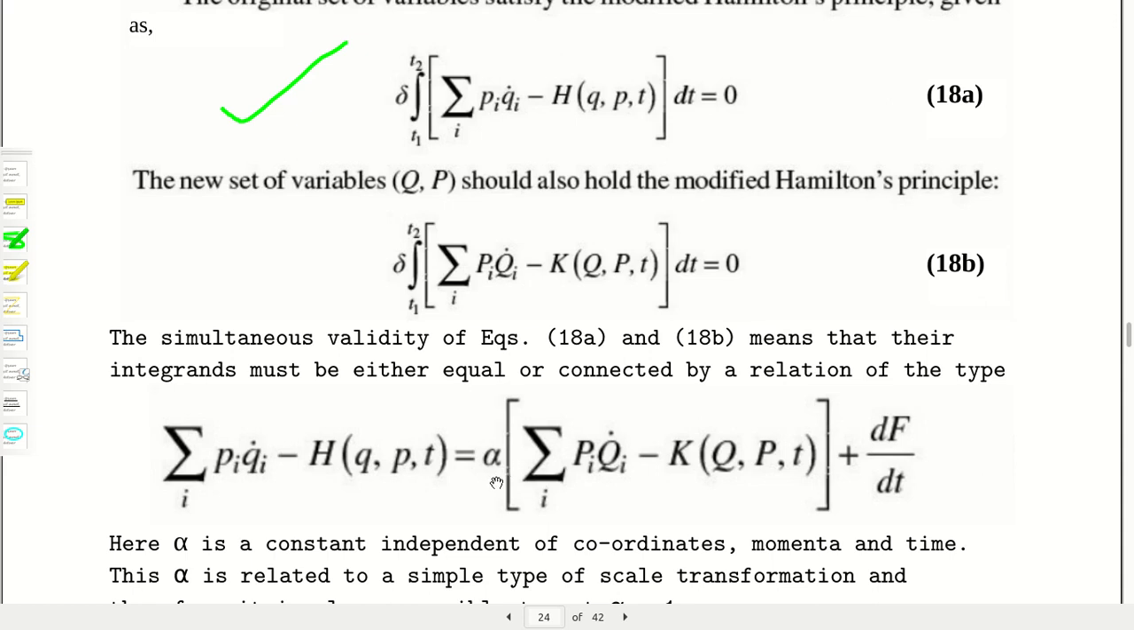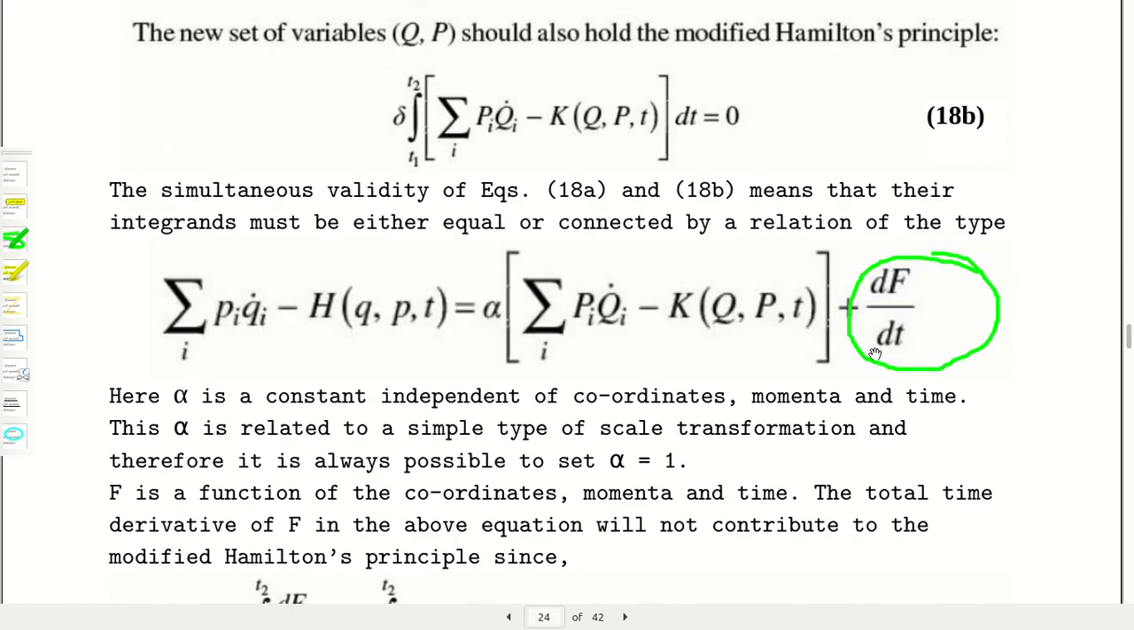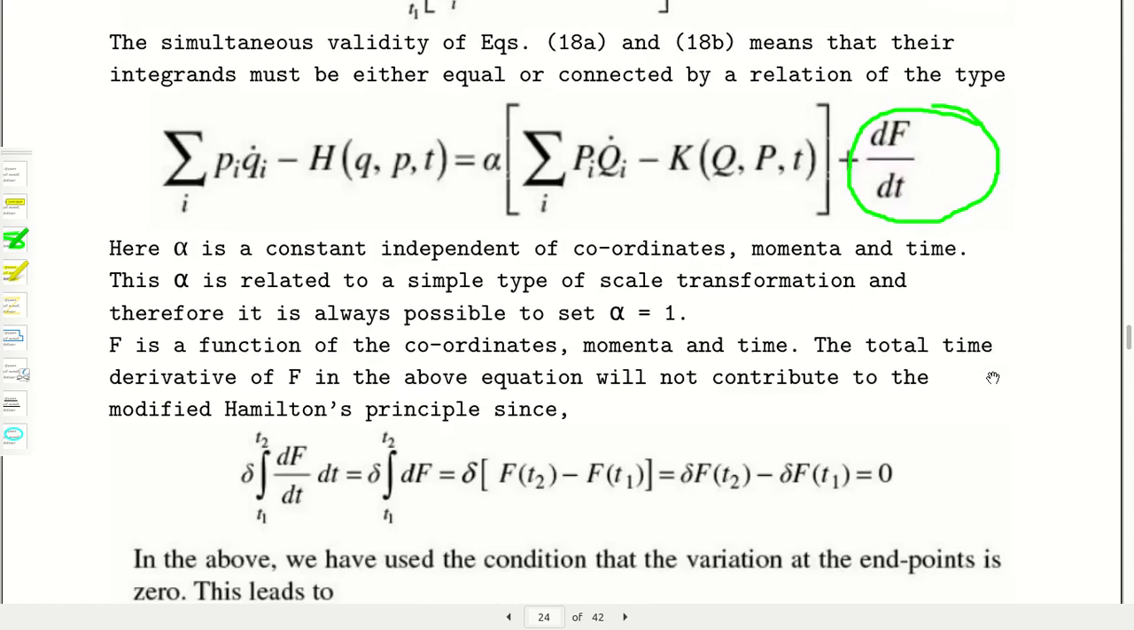So alpha can be there, there is no harm, but plus dF/dt, that is an exact differentiation with respect to time of any function capital F. Why is it there? Is it that this term dF/dt doesn't make any difference to both of the equations? We have to find out first why one should write this term dF/dt blindly here. So let us consider the integration of dF/dt.